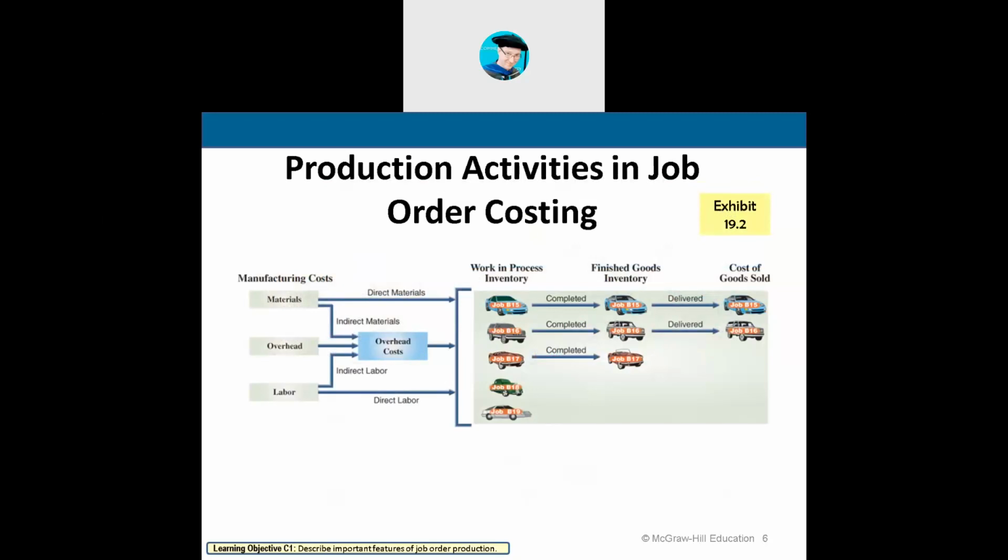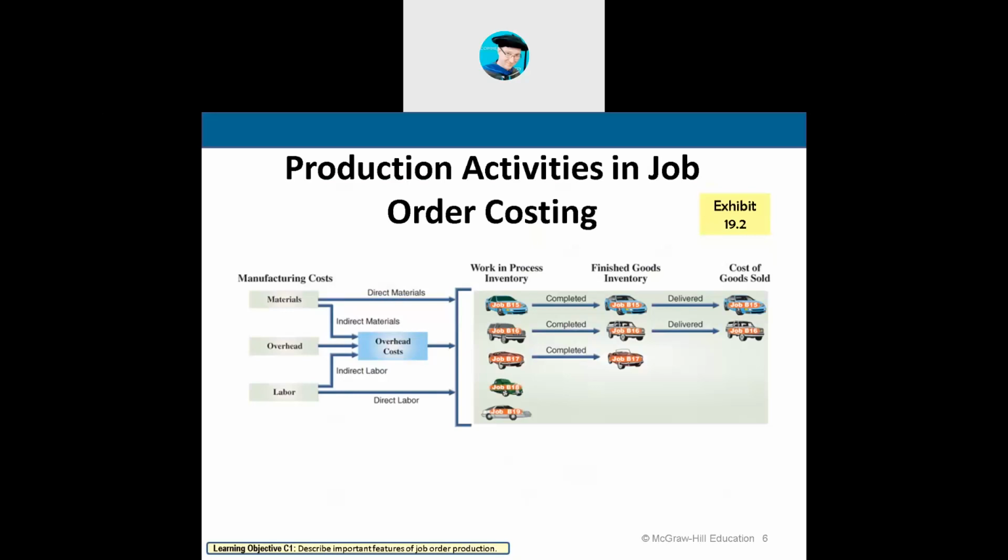So when we talk about job order costing, I want you to think about each customer order representing an individual job that we have to do. In the car manufacturing example that we talked about, each car that we build is a specific job. It goes through a process of manufacturing.